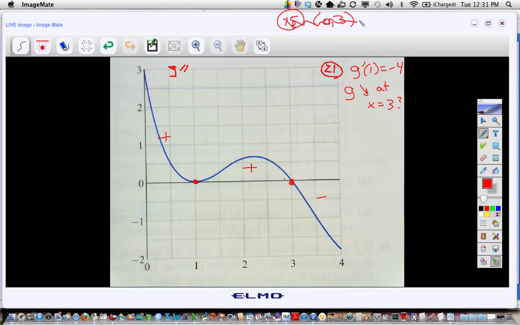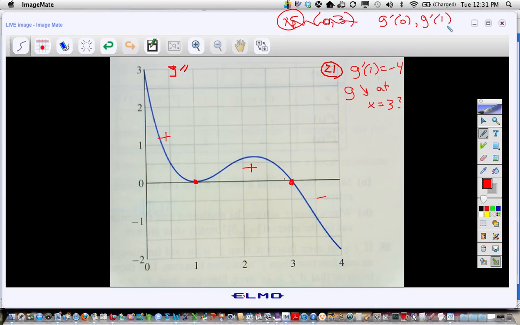Point of inflection at 3, was that right? And then what's the next one? Equation of a tangent line? Oh, right, that's a good one. G prime, they ask us to rank these: G prime of 0, G prime of 1, G prime of 2.